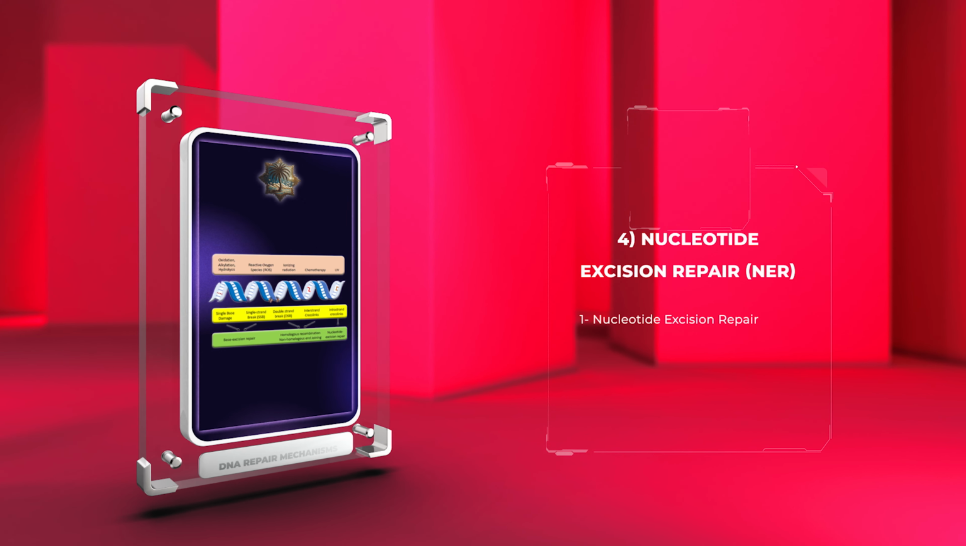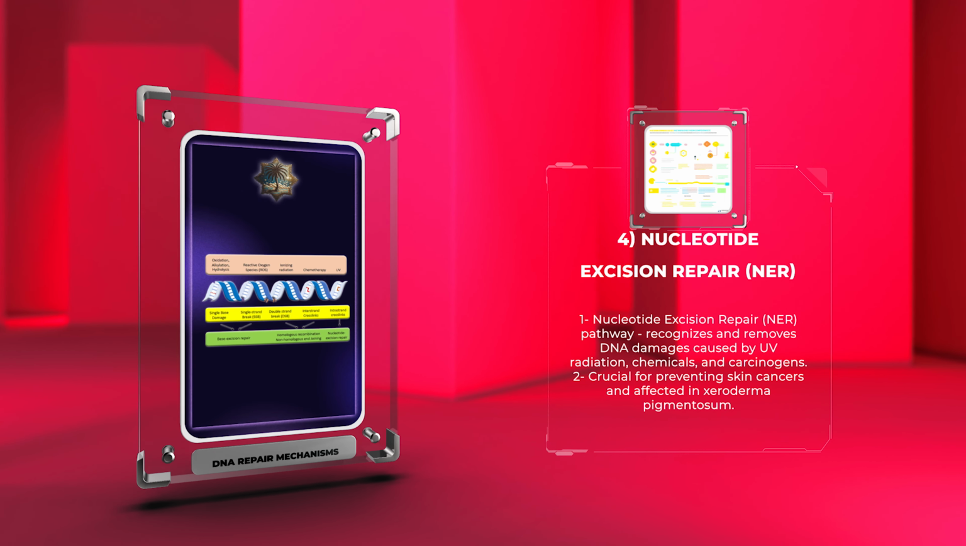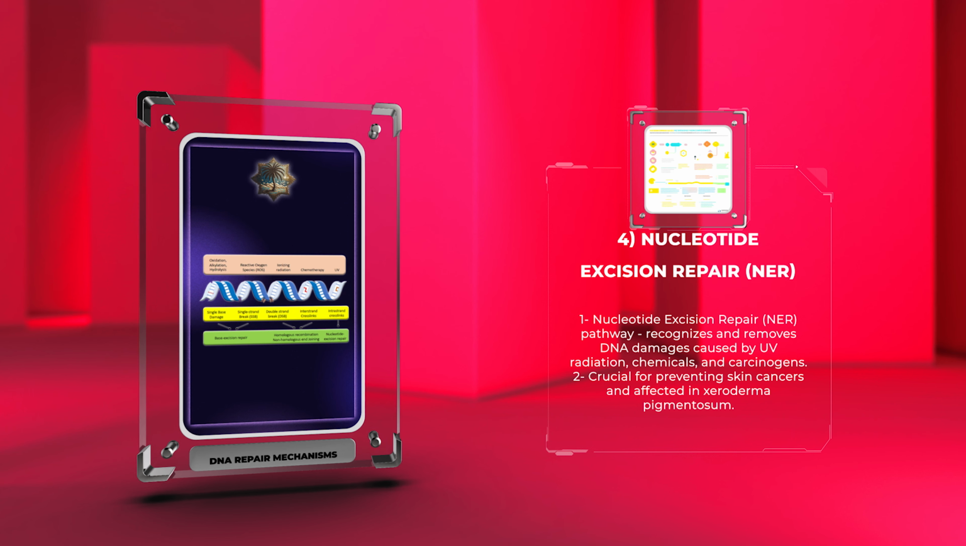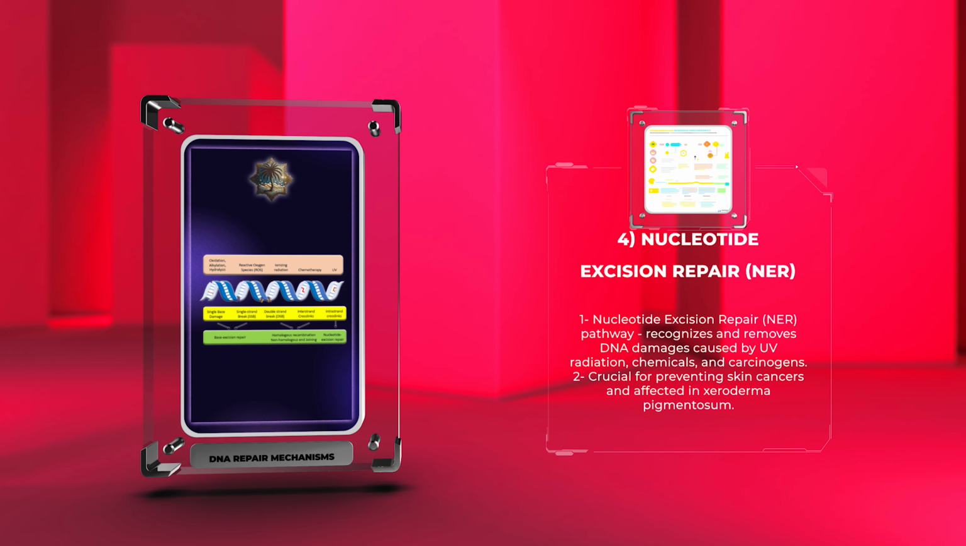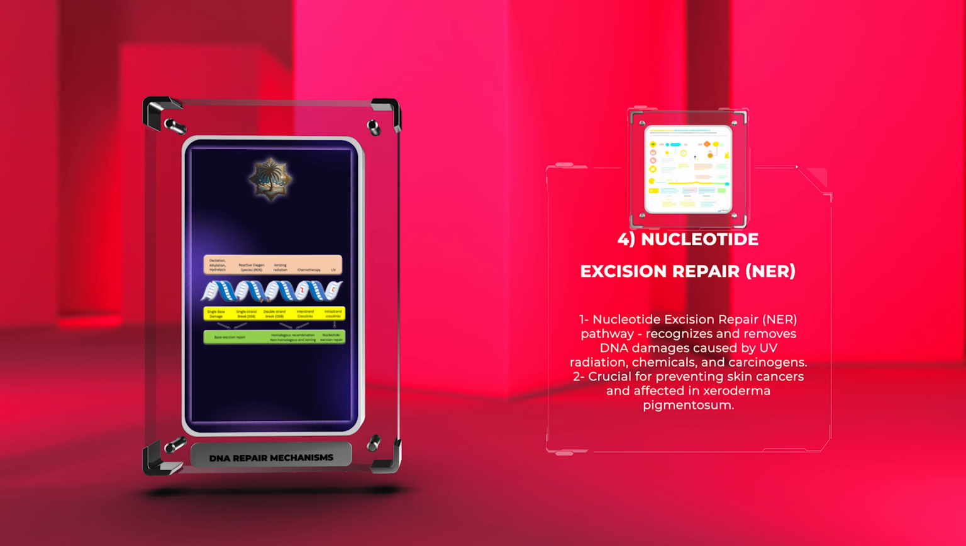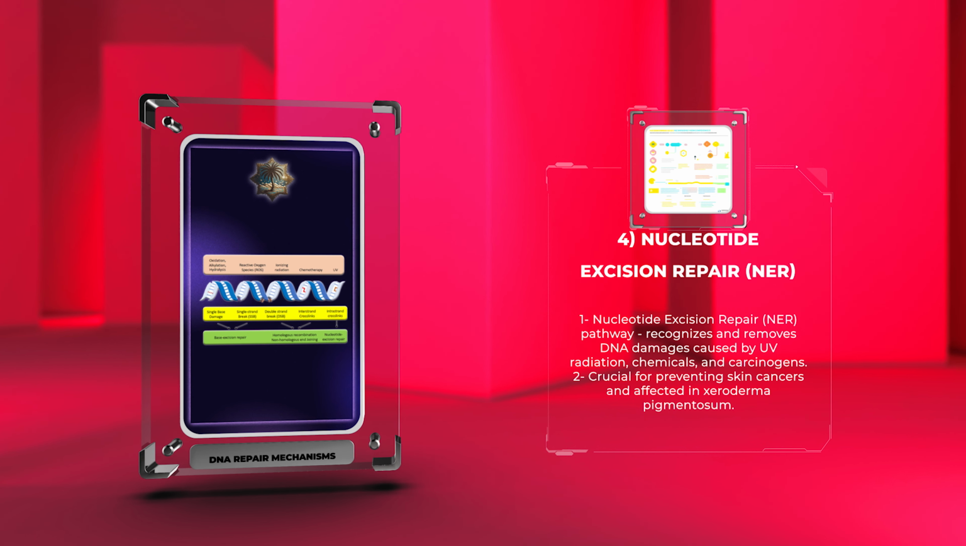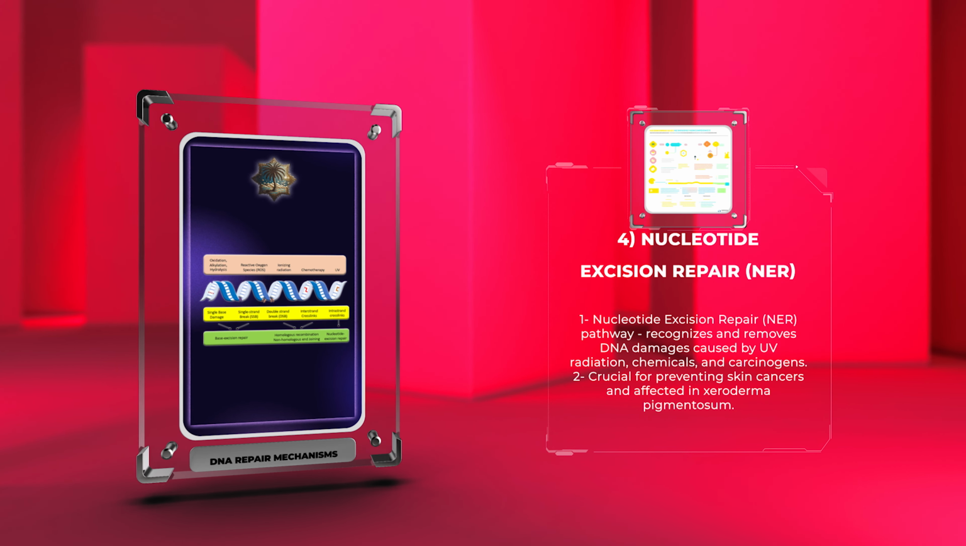In the nucleotide excision repair, NER, pathway, DNA damages caused by UV radiation, chemicals, and carcinogens are recognized and removed through a coordinated process. This repair mechanism is crucial for preventing skin cancers and is affected in xeroderma pigmentosum.